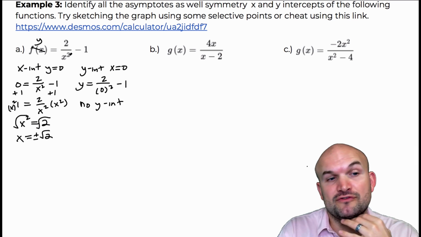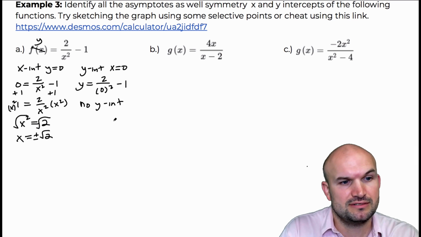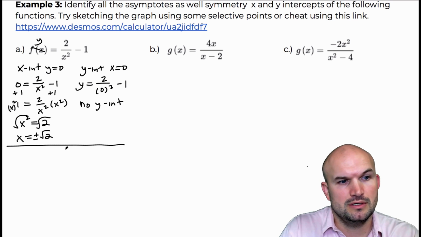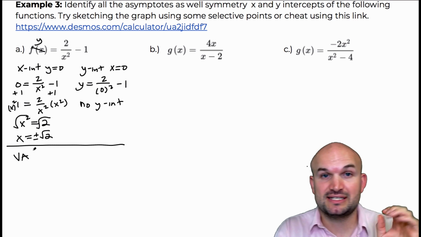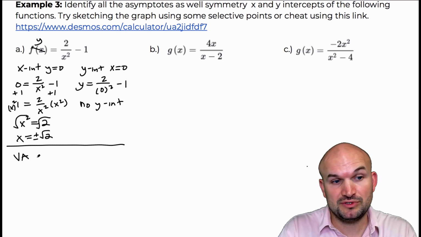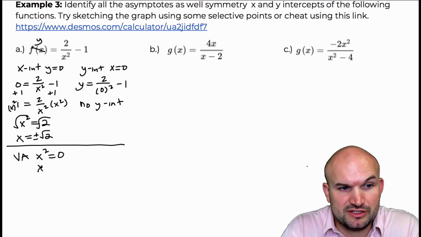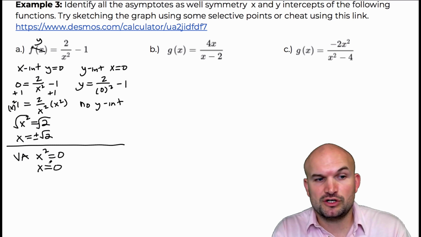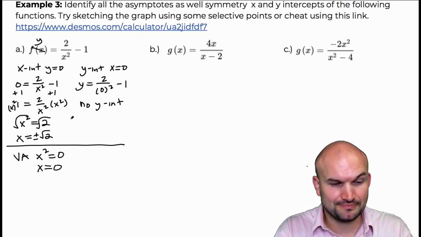So to identify the vertical asymptote, remember, the vertical asymptote is basically going to be the values that make the denominator equal to 0. So that's x squared is equal to 0. Well, obviously you can see that if you take the square root of both sides, there's a vertical asymptote at x equals 0.